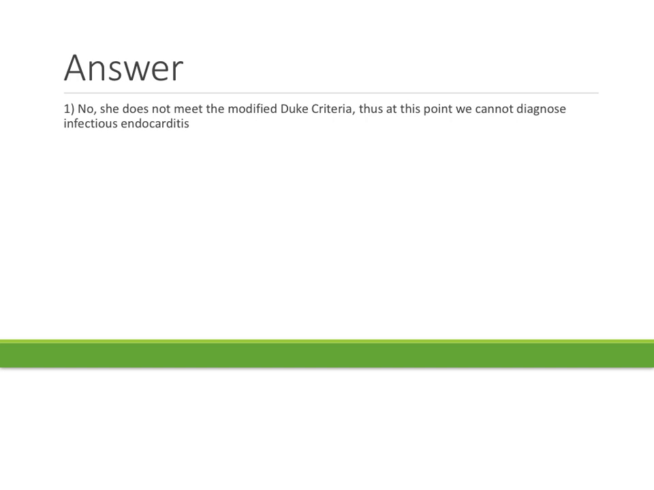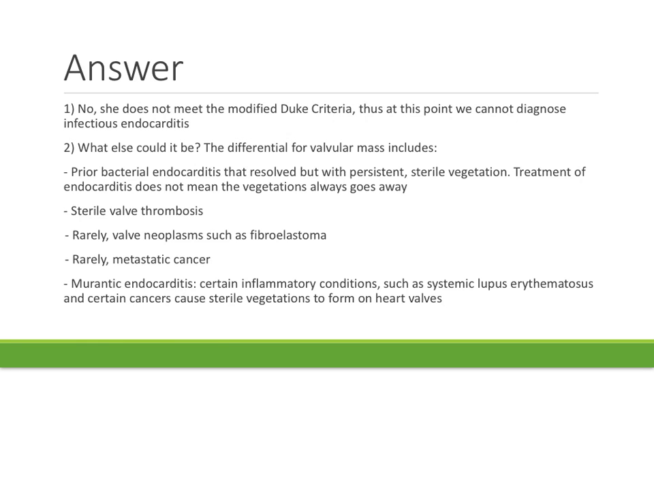No, she does not meet the modified Duke criteria, thus at this point we cannot diagnose infectious endocarditis. It goes to show that a vegetation alone is not enough to make the diagnosis. So what else could this be? Well, there's a bunch of things that can cause a valvular mass, including prior bacterial endocarditis that resolved but with a persistent sterile vegetation. Just because you treat the endocarditis doesn't always mean the vegetation goes away. Sometimes it does persist. Also, it could be a sterile valve thrombosis in hypercoagulable states.